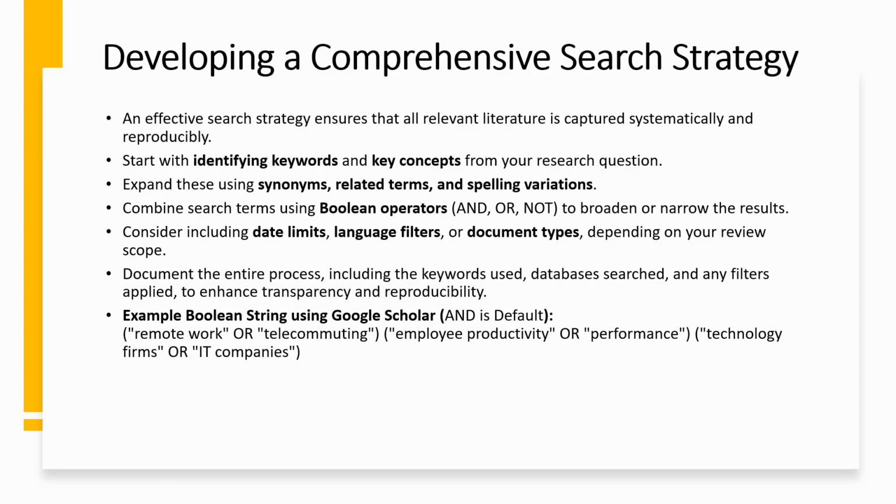Now, for example, if you're using Google Scholar, this is one of the search strings, and in this case, and is default when using Google Scholar. So for example, I'm searching on remote work or telecommuting, or employee productivity or performance. Now, you can use the word performance or employee productivity to search for employee performance. Now, for technology, you can have technological firms, technology firms, IT companies. Now, these are synonyms. These are related terms. Remote work or telecommuting are synonyms.